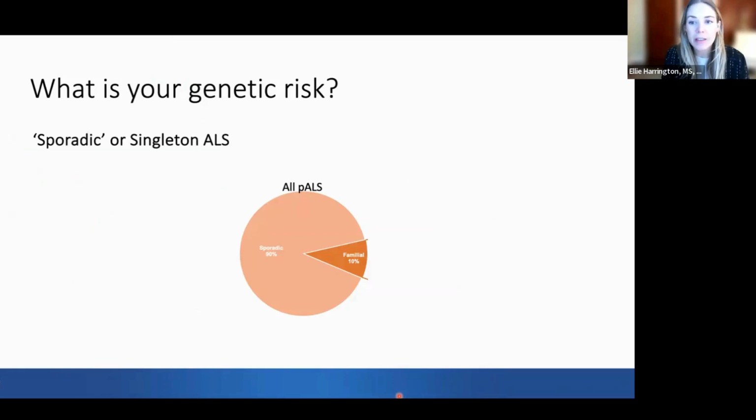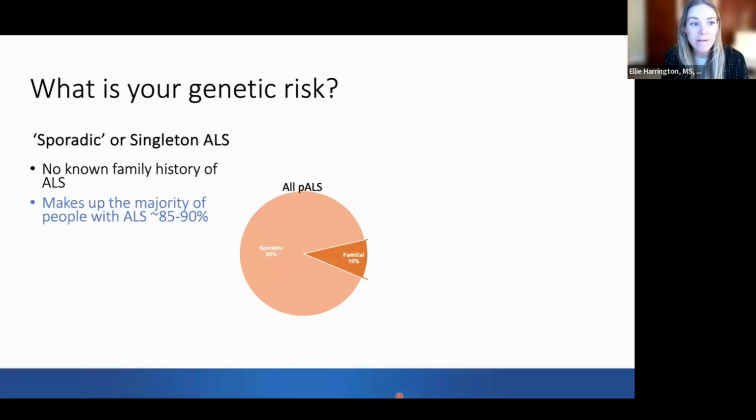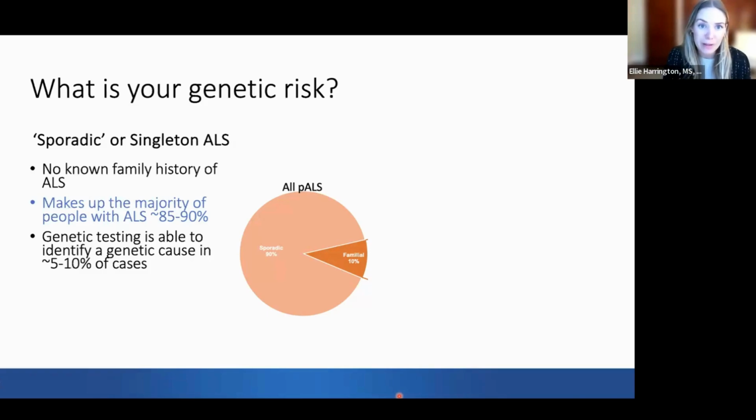Okay. So sporadic or singleton disease means that there's no family history of ALS. This makes up about 85 to 90% of people with ALS. And when we do genetic testing on people with no family history, it's usually negative, okay? Only about 5 to 10% of people with no family history have a positive result, okay? So family history is helpful. If you have no family history, I'd say there's a lower chance that we're gonna get an abnormal result. But it's not perfect. Some of these genes can hide in the family. And so because this is not zero, because we can still get an abnormal result 5 to 10% of the time, we still offer genetic testing to everybody regardless of a family history.